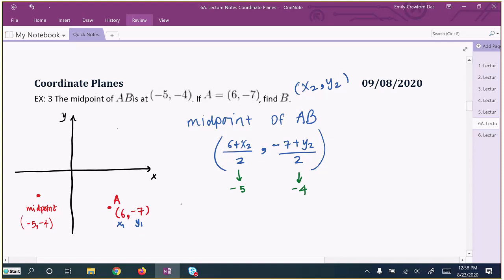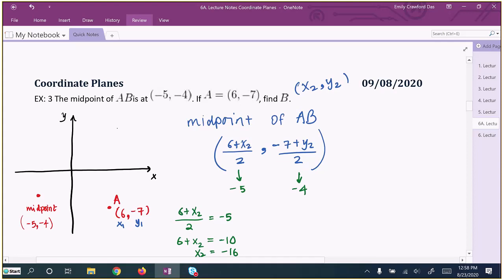So let's do this. We have (6 plus x2) over 2 equals minus 5. I'm going to multiply both sides by 2 and get 6 plus x2 is equal to minus 10. Then I want to subtract 6 from both sides, so I get that x2 should be minus 16.